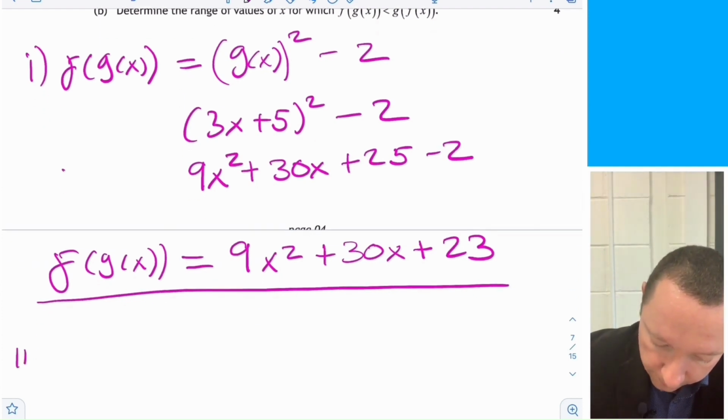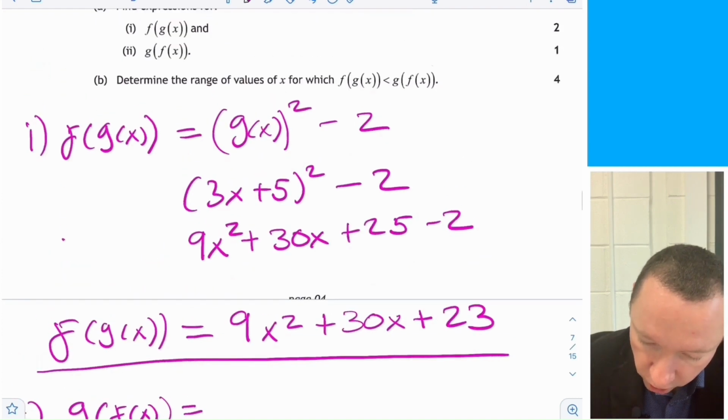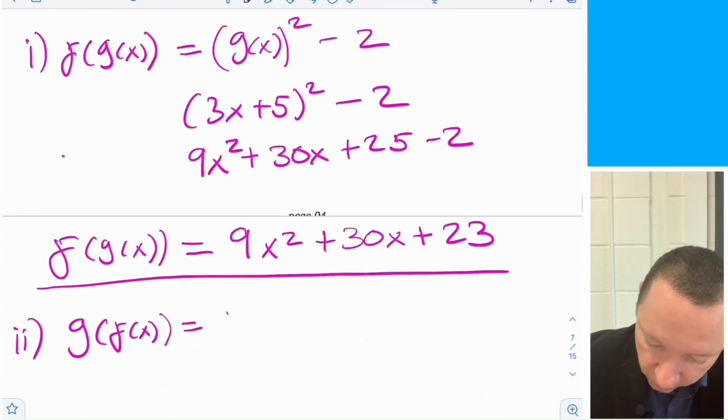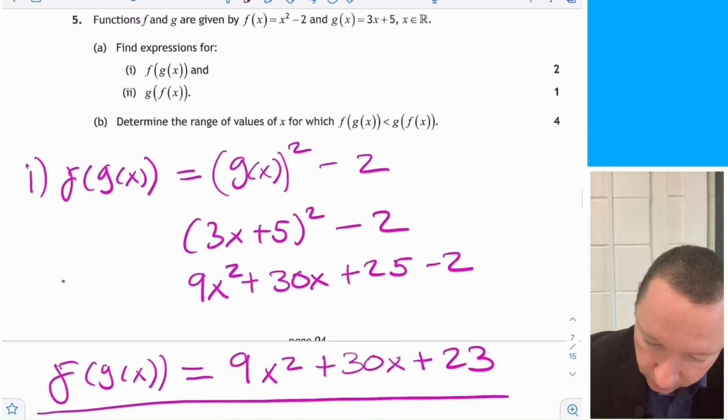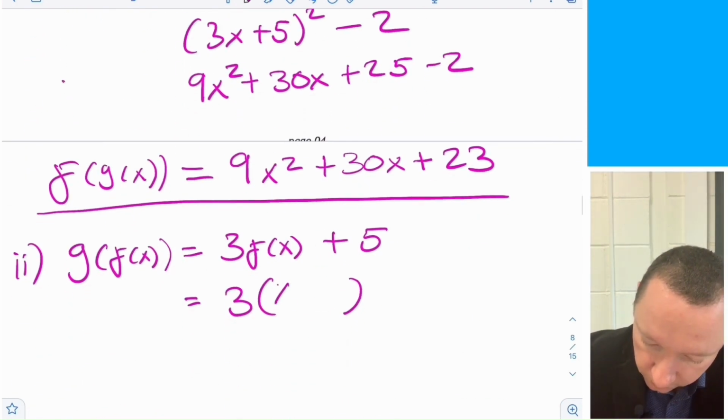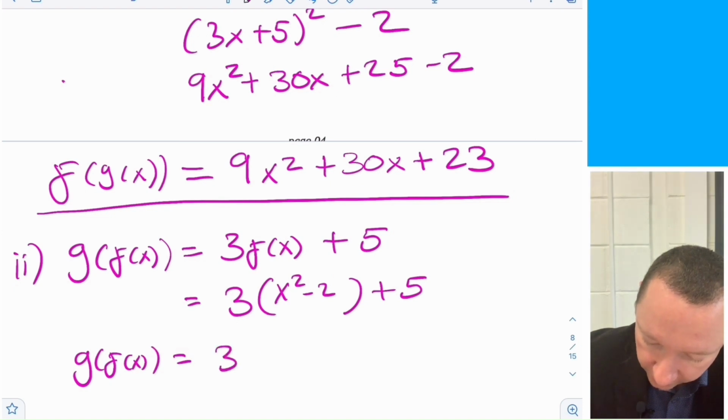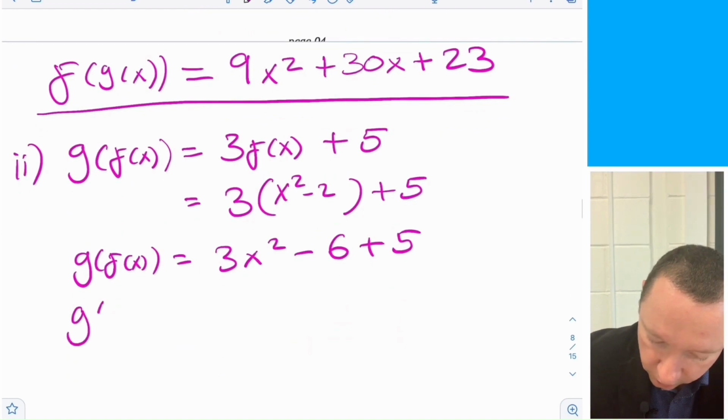Part 2. g of f of x. Well, g, I remember, is 3x plus 5, so it's 3 f of x plus 5. That's 3 times x squared minus 2 plus 5. So g of f of x is 3x squared minus 6 plus 5. g of f of x, 3x squared minus 1.